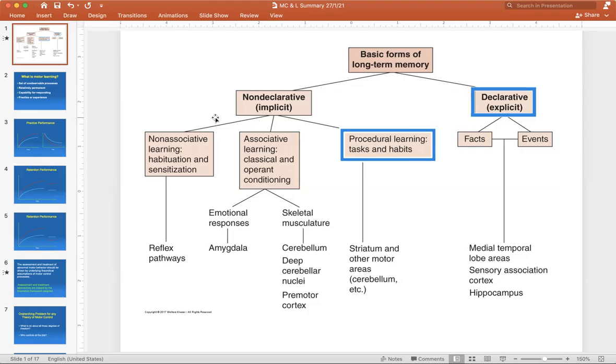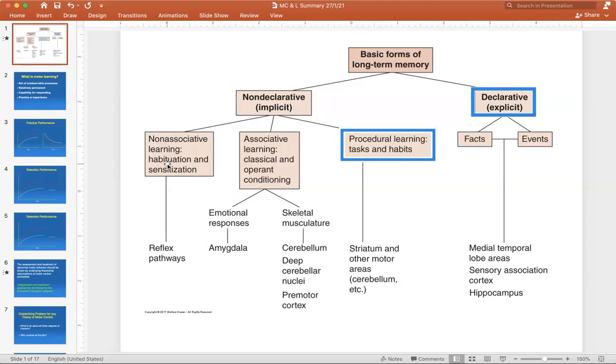We rarely use, well, not rarely, but these non-associative, associative learning. Habituation essentially is where the patient is continually exposed to that stimulus, and after a while they get used to it, and it doesn't affect them as much.